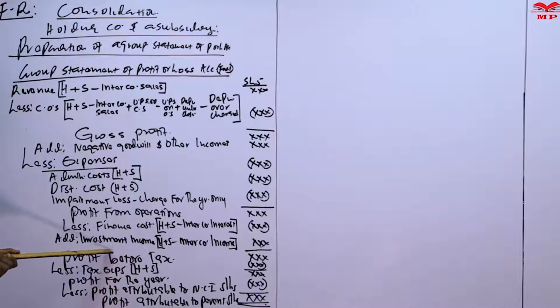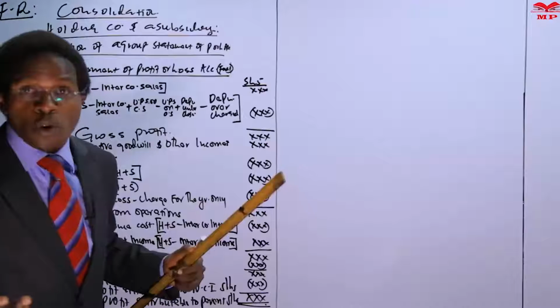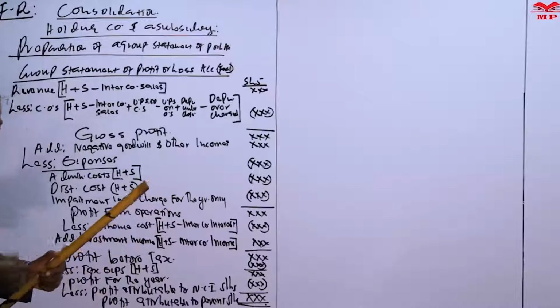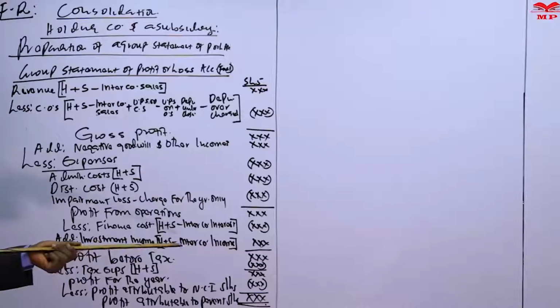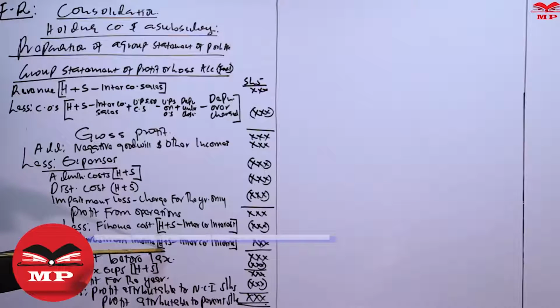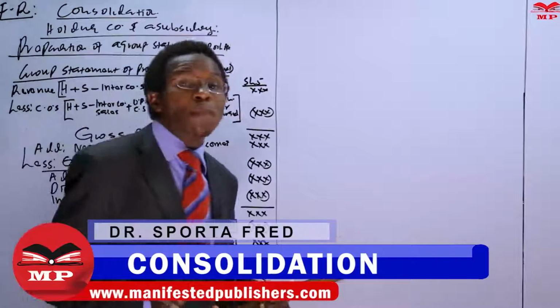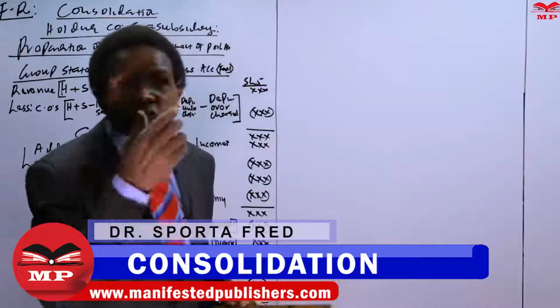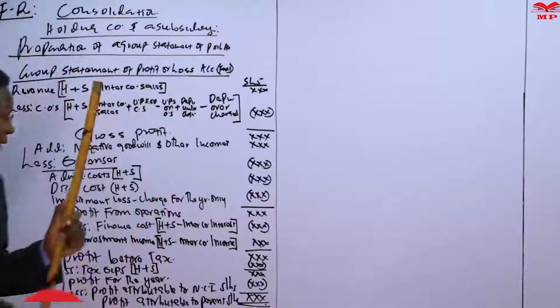Investment income, we should only recognize investment income from outside the group, but investment income from a subsidiary or from an associate should not be recognized. We only need to recognize the investment income from outside the group. So that means we'll take the one for the holding company plus the subsidiary minus intercompany income. One of the examples of intercompany income is the dividend from a subsidiary. That is an intercompany income and needs to be eliminated.